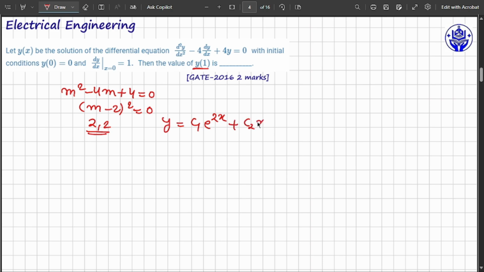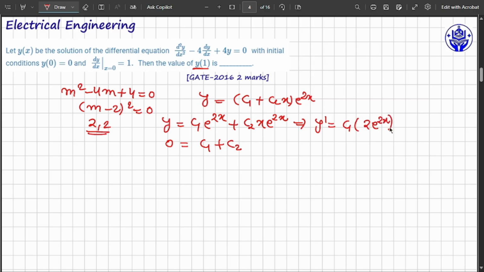plus c2 into x e to the power of 2x. Otherwise, we can write c1 plus c2 x into e to the power of 2x. This is the same thing. Now we have y0 is equal to 0. It means if I put 0, then I will get c1 plus c2 equal to 0. Again, if I differentiate this, then y dash is nothing but c1 2 e to the power of 2x plus c2.